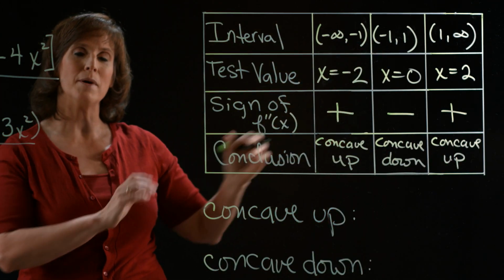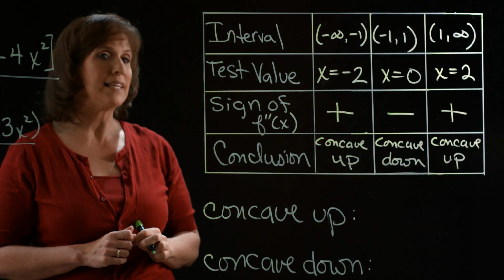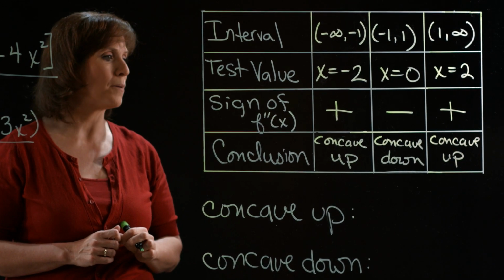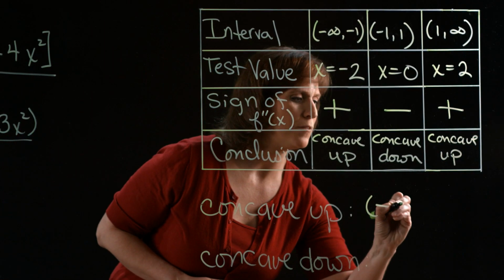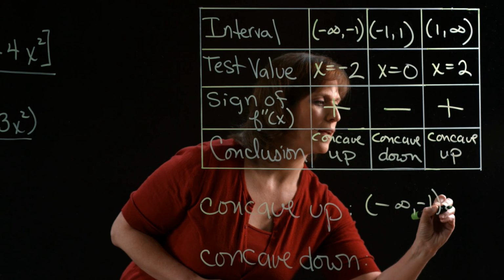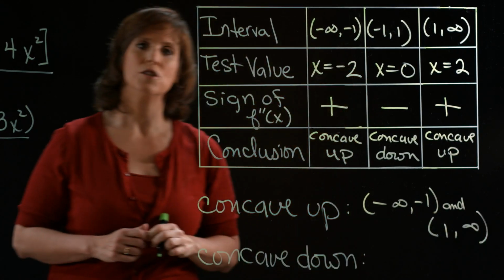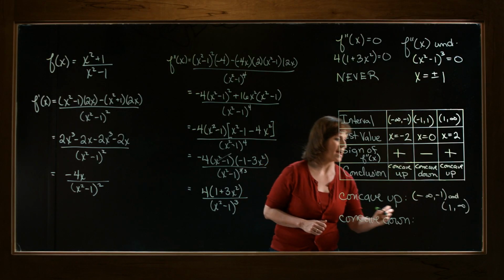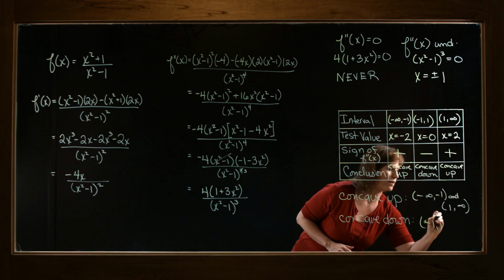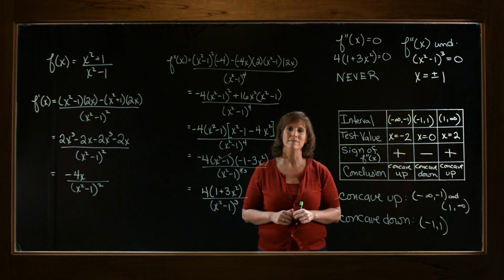So taking the information I have in my chart, I can see that my graph is going to be concave up on the interval from -infinity to -1 and 1 to infinity, and it's concave down from -1 to +1.